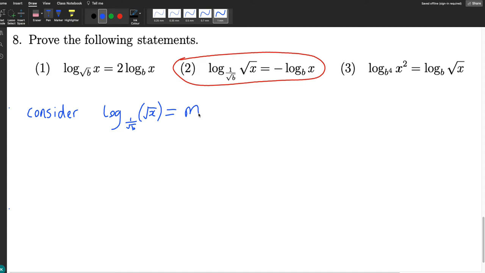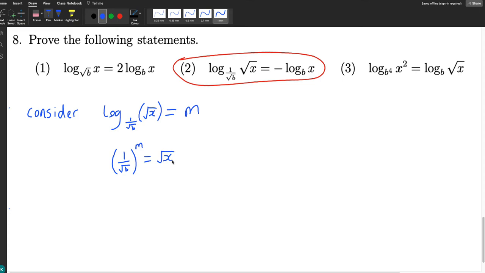So my definition of logs tells me that 1 over root b to the power of m is equal to root x. That's the first tricky step that most students struggle with. The logic here is that my log is telling me 1 over root b to the power of what is equal to root x, and in that case that something is my m.